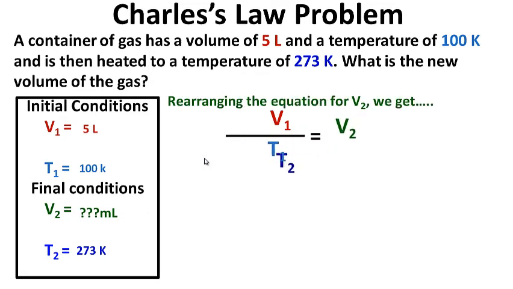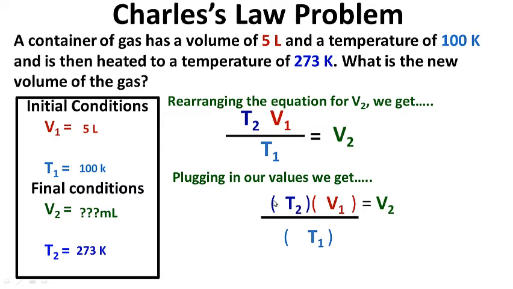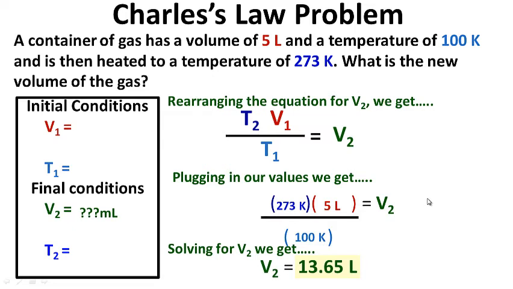We get V2 is equal to V1 times T2 divided by T1. Plugging in our values, we get our initial temperature, 100 K, our initial volume was 5 liters, and then we heated it up to 273 Kelvin. Now that we've isolated V2 here, we can solve for the final volume. And we get 13.65 liters. So that makes sense. We heat up a gas, its volume should increase based on Charles's law.